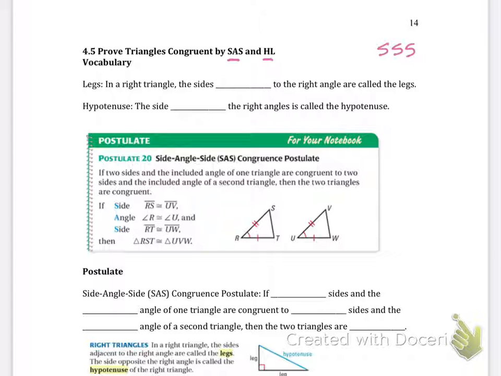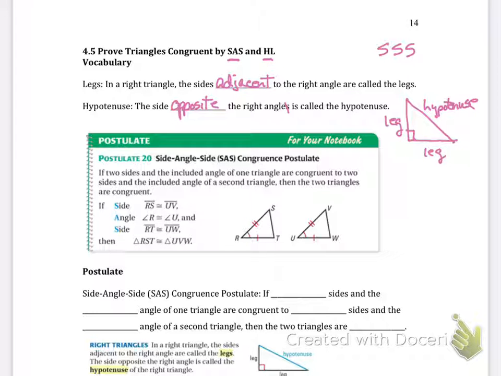So by definition, in a right triangle, the sides adjacent to the right angle are called the legs, and the side opposite the right angle is called the hypotenuse. So look at this little sketch. Here's a triangle. So here's the hypotenuse, and here's a leg, and here's a leg. And you pretty much knew that already, but I have it here explicitly for you.